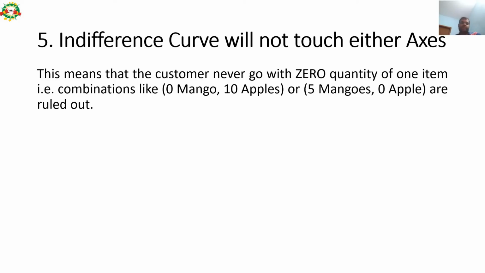Fifth and last property of indifference curve is that indifference curve will never touch either axis. This means that the customer never gives zero quantity. Very important property. Zero quantity of one item, that is combinations like 0 mango and 10 apples, or 5 mangoes and 0 apples, are not possible in case of indifference curves.